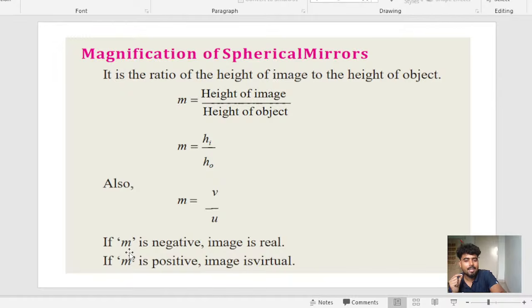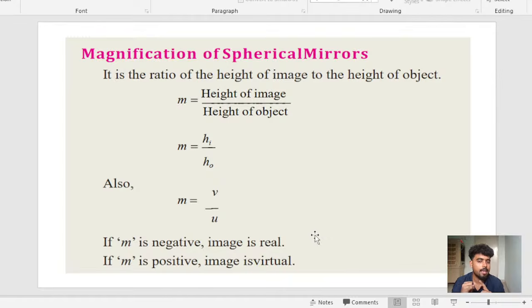When the image formed is real, the magnification is negative. When the image formed is virtual, the magnification is positive. These are the key points you should remember. What are the key points you should remember? First one, concave mirror is a converging mirror. Convex mirror is a diverging mirror. Focal length of a concave mirror is negative. Focal length of a convex mirror is positive.